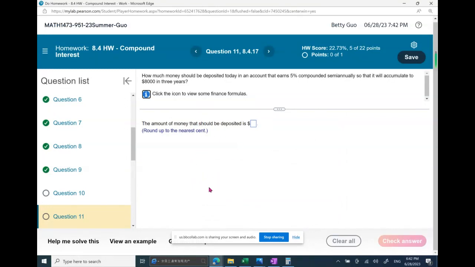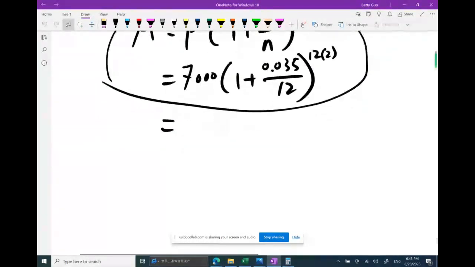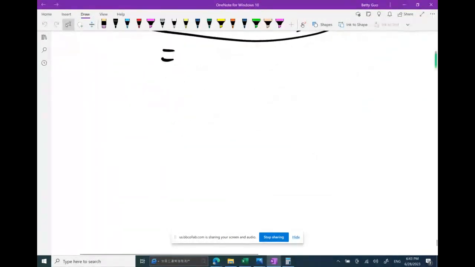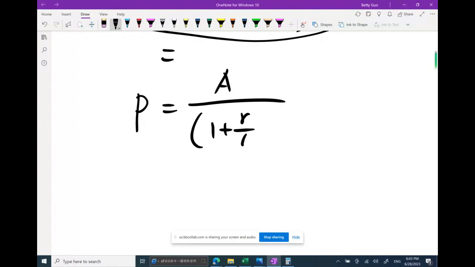How much money should be deposited today in an account that earns 5% compounded semi-annually, such that it will accumulate to 8,000 in 3 years? Let me write down the information here. Okay, let's write this formula. P equals A over (1 plus r over n) to the power of nt.